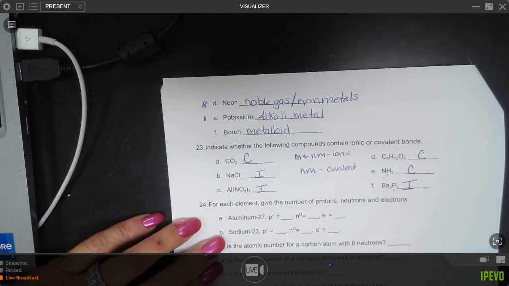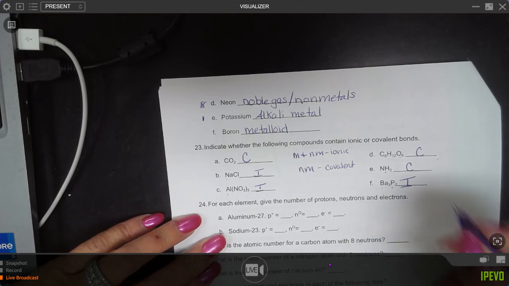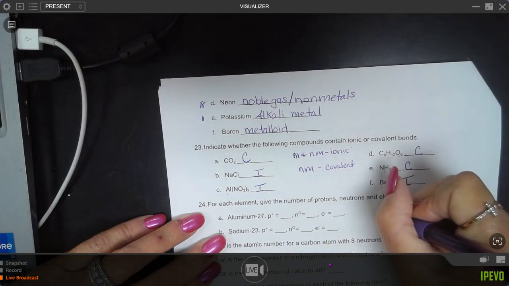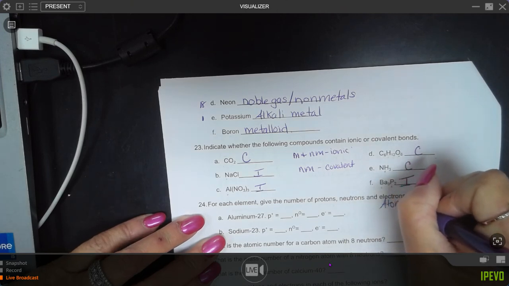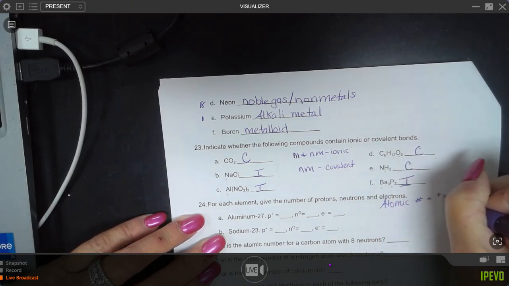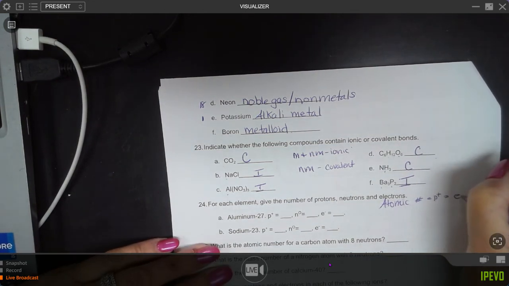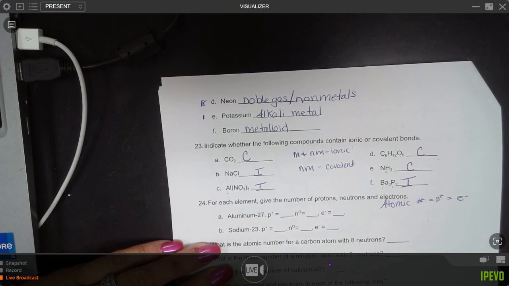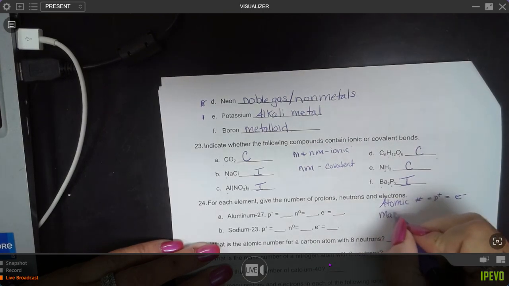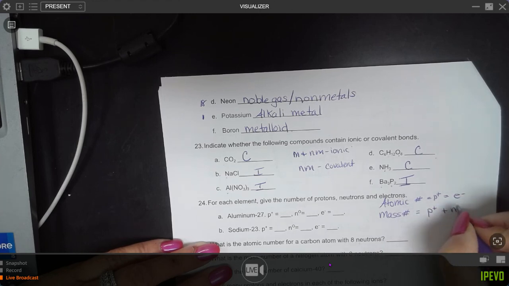All right. For each element, give the number of protons, neutrons, and electrons. Okay. So just a quick refresher, the atomic number on the periodic table tells us the number of protons. In a neutral atom, it also tells us the number of electrons. The mass number gives us the sum of protons plus neutrons.